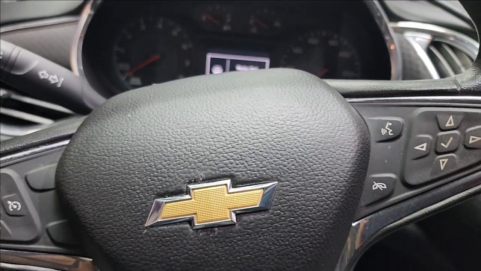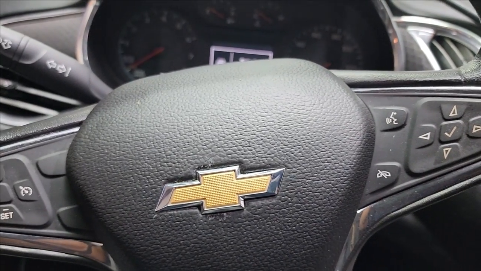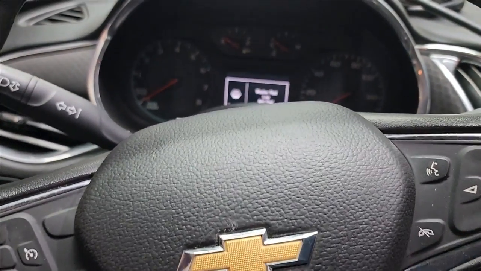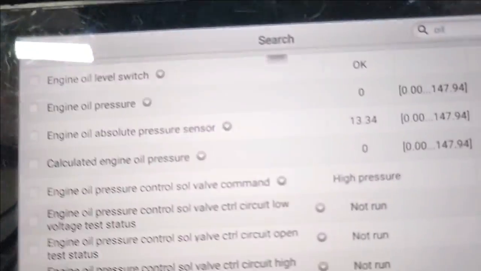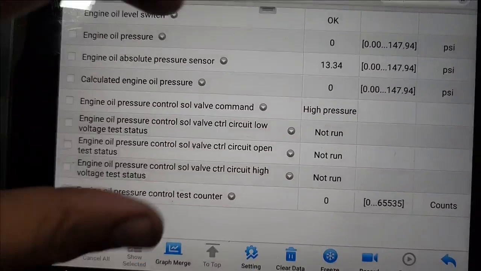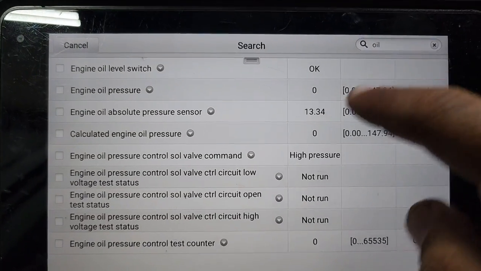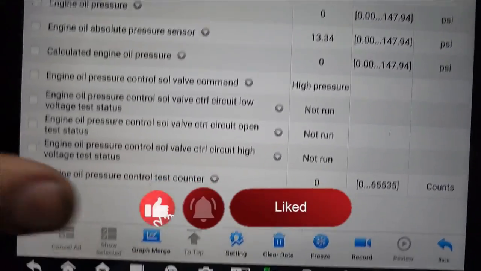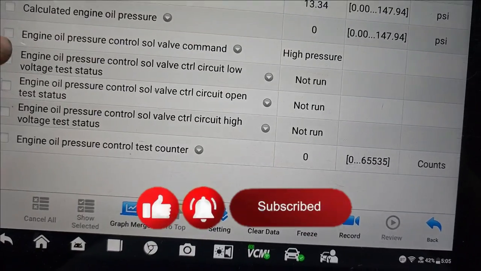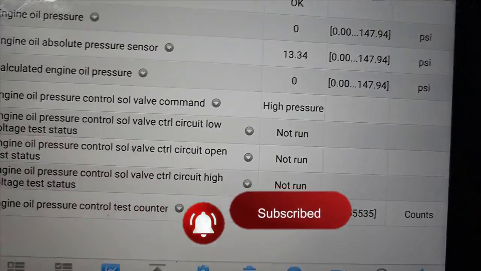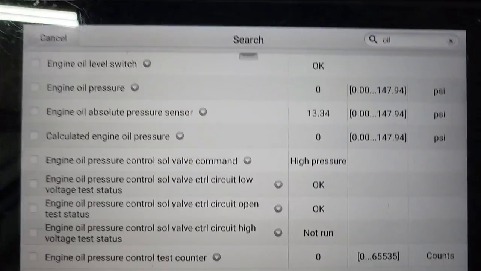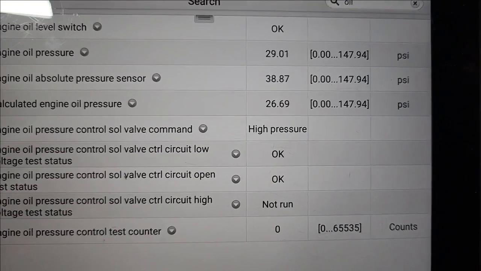While waiting for the owner to come with the oil and the filter from the dealer, I want to see the behavior of the oil pressure here. So I went to live data and I put oil, and these are the parameters that came, which interest us. We're going to start the vehicle, and we have one problem, by the way.